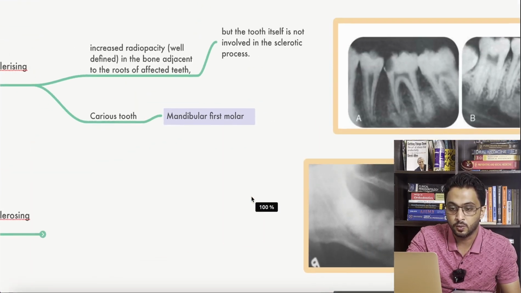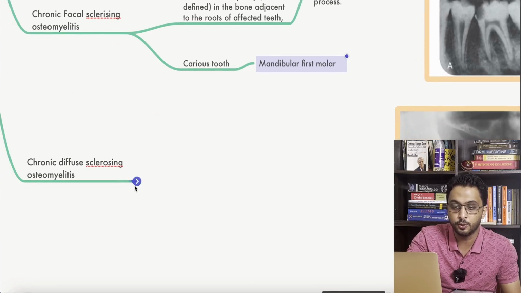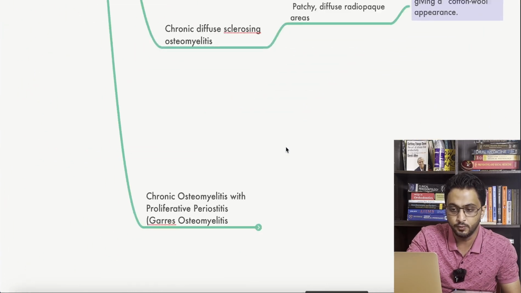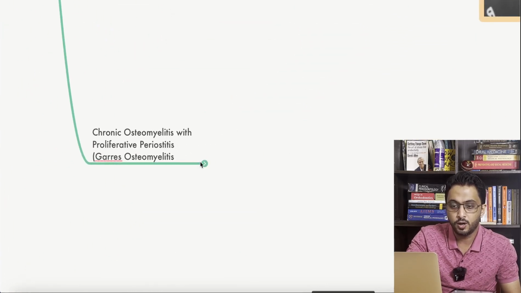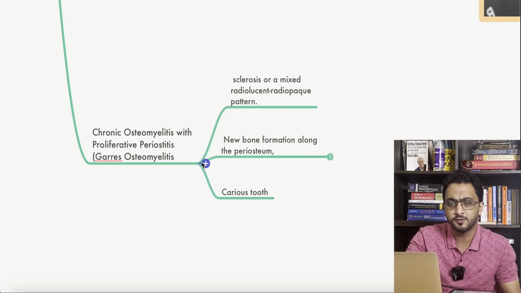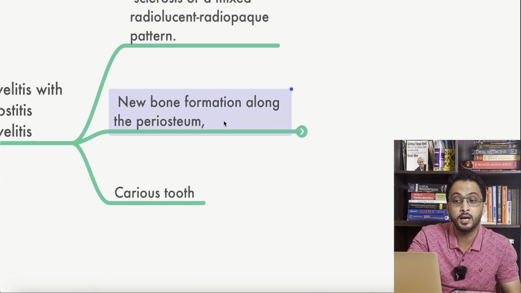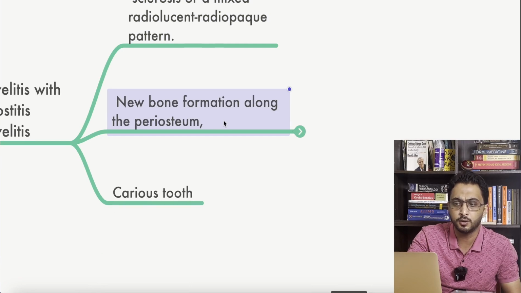Chronic diffuse sclerosing, I told you already, is a patchy diffuse radiopaque area giving a cotton wool appearance. Now proliferative periosteitis, how does that look? Sclerosis, or a mixed radiolucent radiopaque appearance. Why? Because of new bone formation along the periosteum. I'll show you the picture.